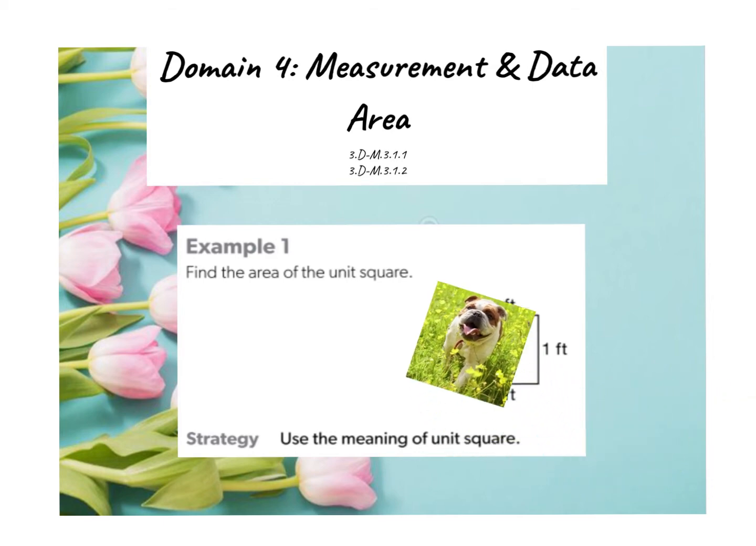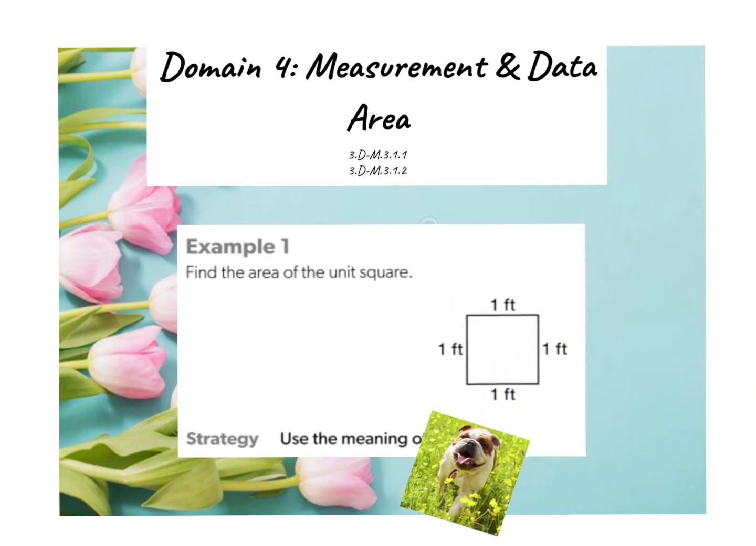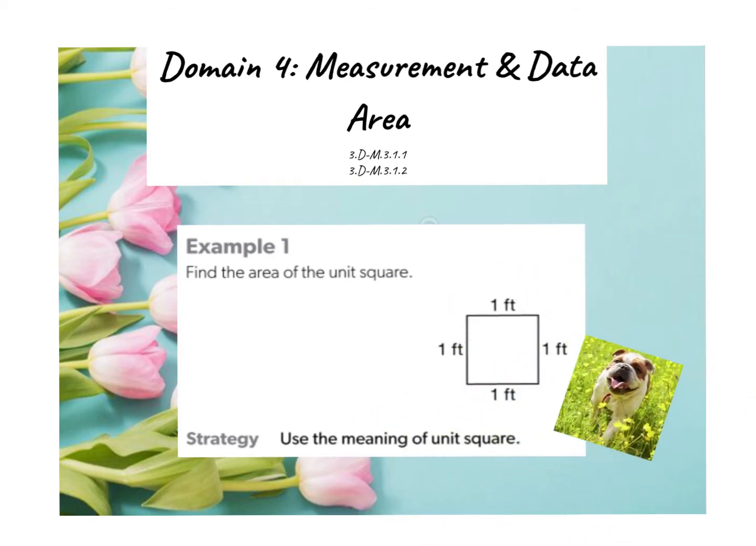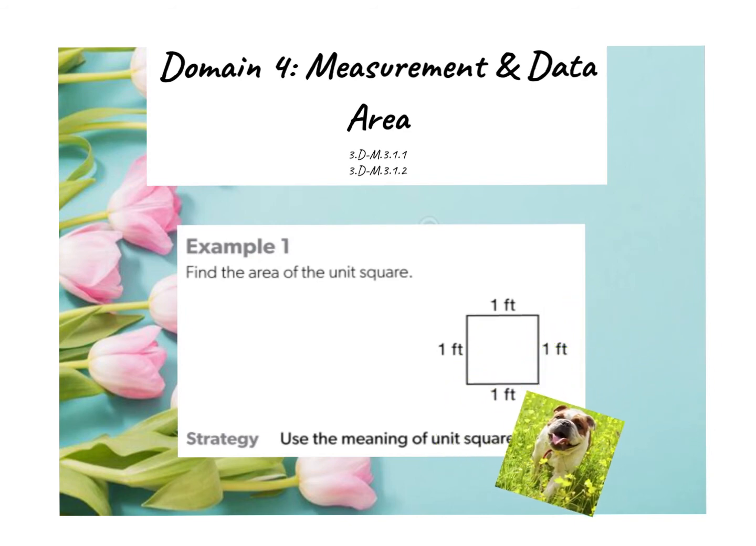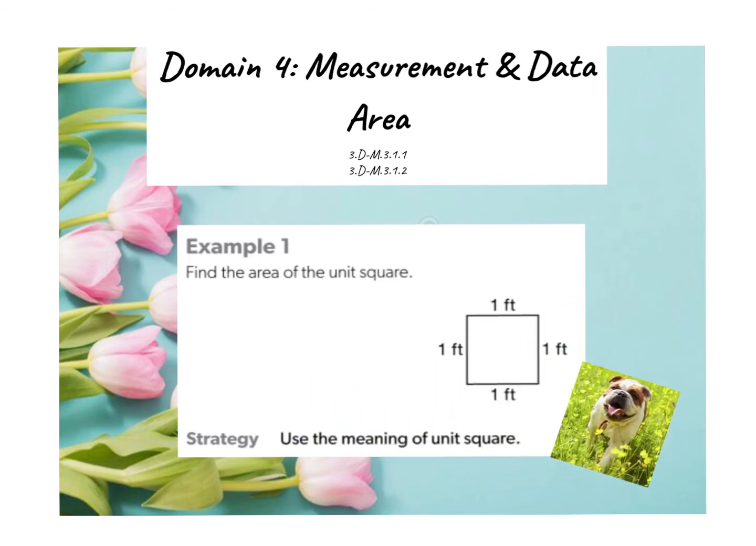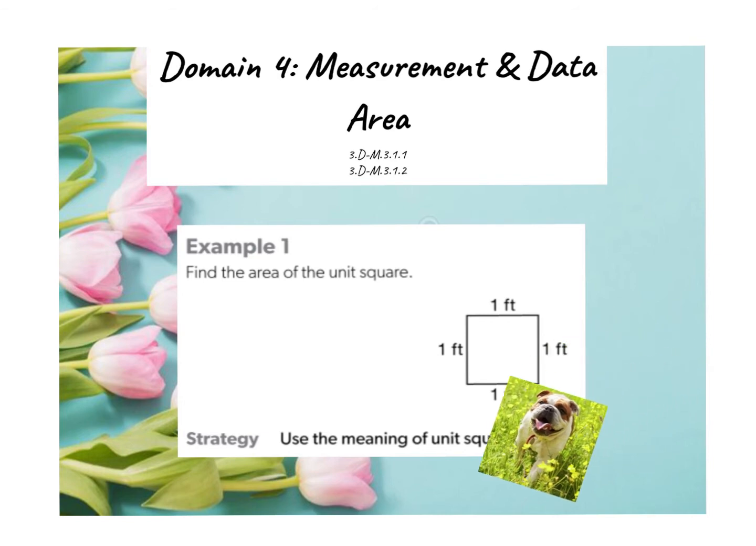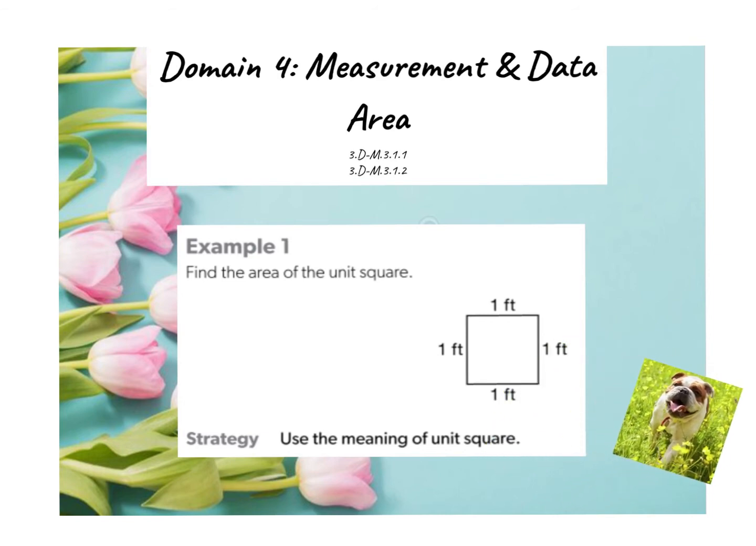Let's take a look at the area of the unit square. We can use the meaning of area of the unit square. And so we can do 1 times 1, which is 1. So the area of this unit square is 1 square foot.